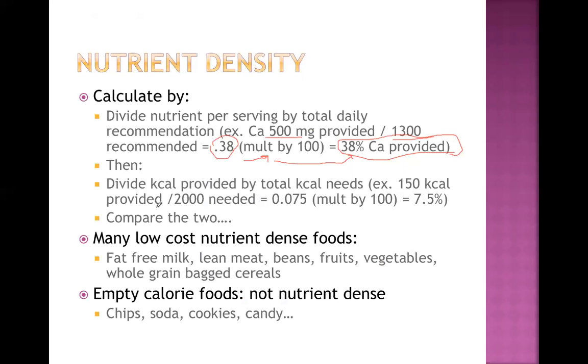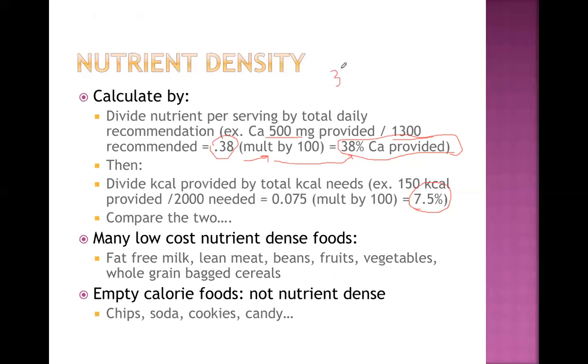Now we want to look at calories. This milk provides 150 calories, and the daily value for the nutrition facts label is 2,000 calories. So we look at how many calories the milk provides compared to how many total we need in a day. We divide 150 by 2,000 and get 0.075. We multiply by 100 to turn it into a percentage, and we find that this milk will meet 7.5% of our calorie needs. Then we can compare the two.